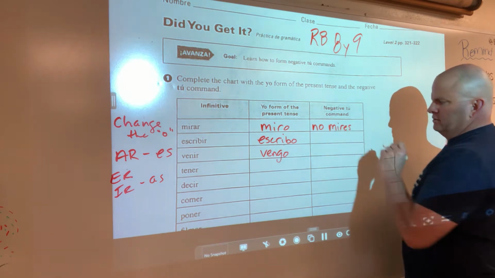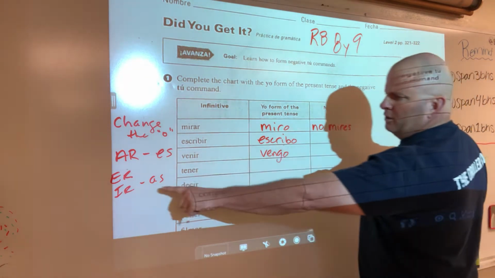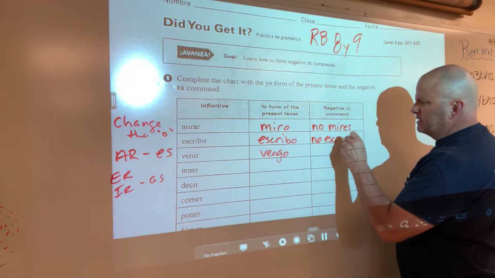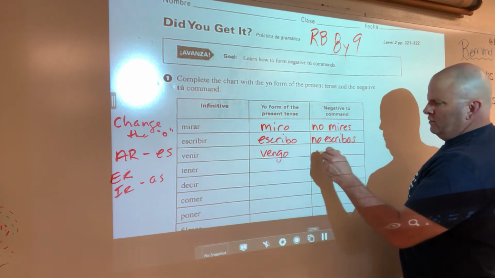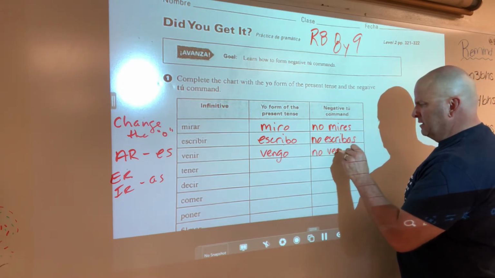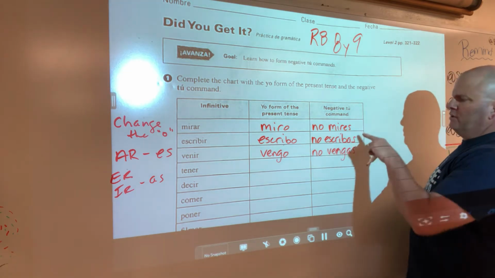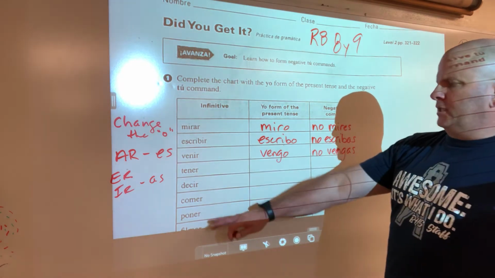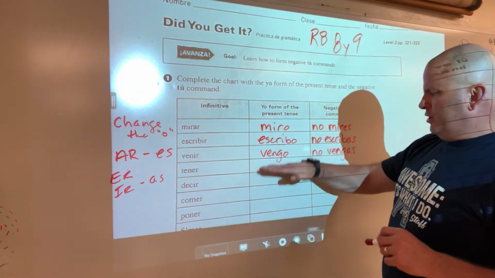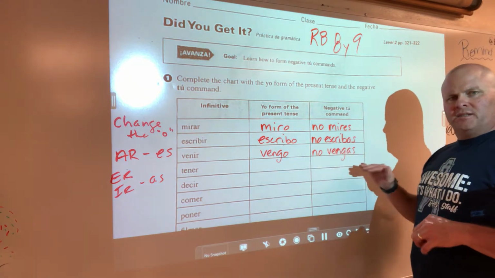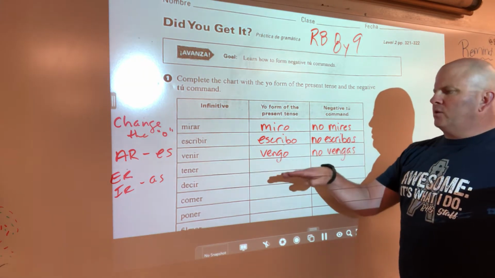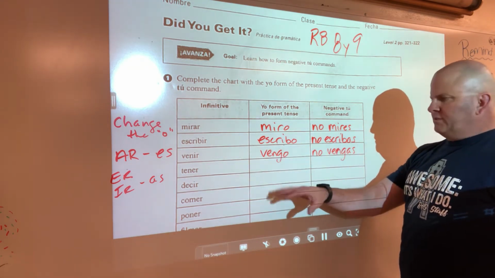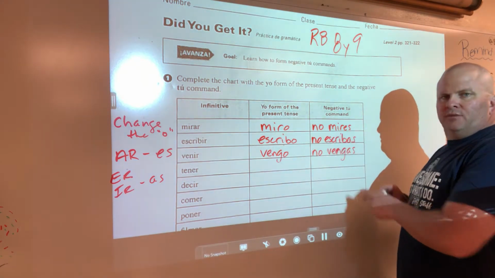So you get used to saying this, we're telling them not to do something. No mires. Escribo is an IR verb, so we're going to do escribas. So no escribas. And then no vengas. So don't look, don't write, don't come. Even though they have weird yo forms, we still use the yo forms to get to the negative tú commands. Tener, we're going to do tengo, and digo, como is fine, pongo. We still use all of the yo forms, even though they're irregular.